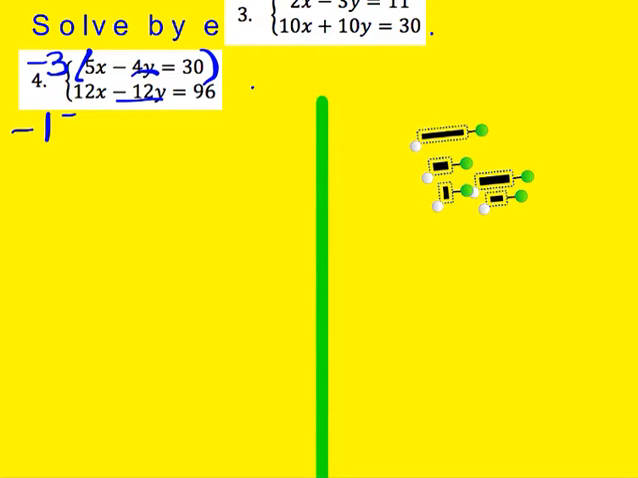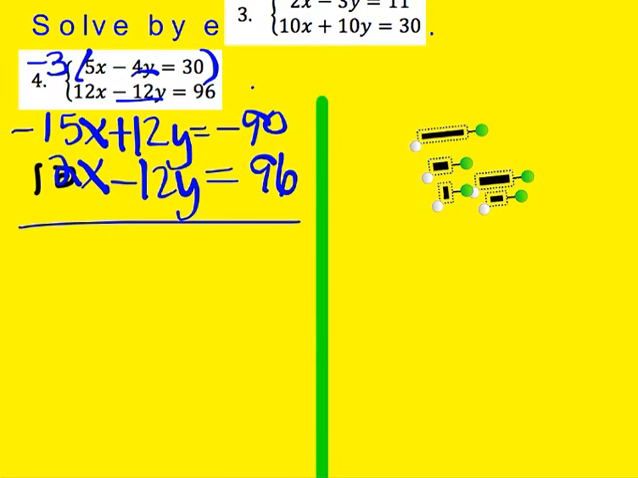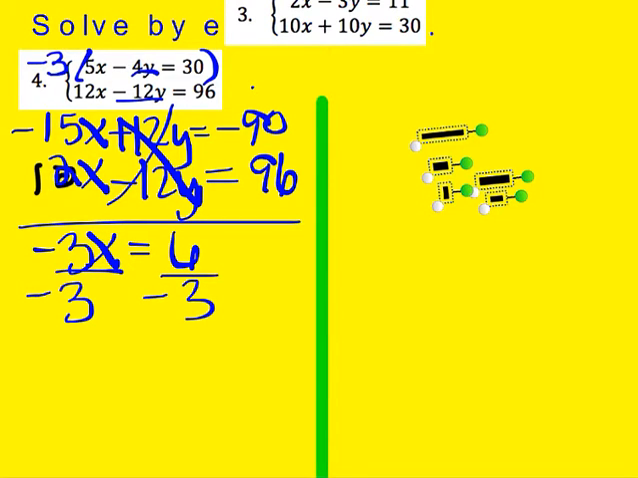So that top equation is going to become negative 15x plus 12y, and then negative 3 times 30 is going to be a negative 90. And then here I'm going to have 12x minus 12y is equal to 96, okay? So negative 15x plus 12x is negative 3x. So the y's are going to cancel. Negative 90 plus 96 is going to give me 6. So then I'm going to divide both sides by negative 3, and I get that x is equal to negative 2.